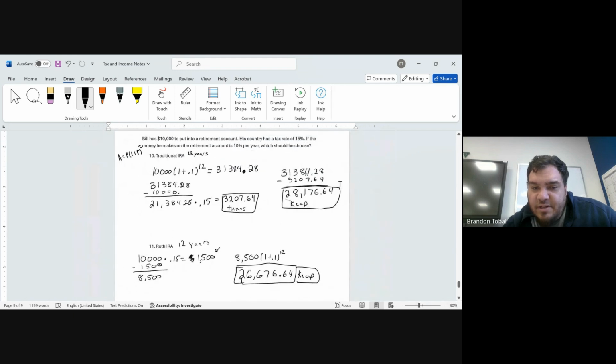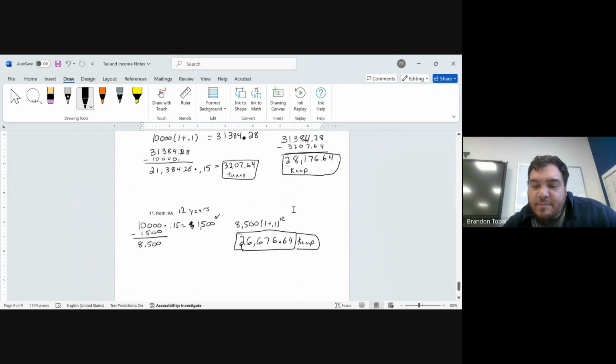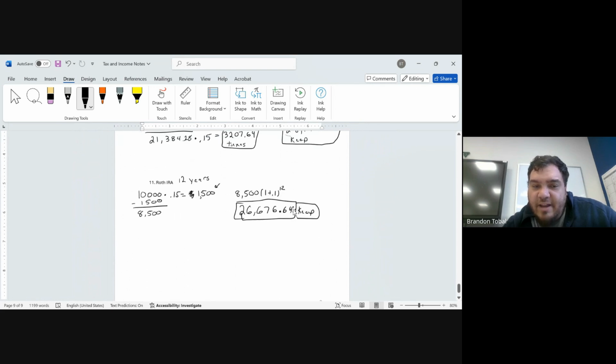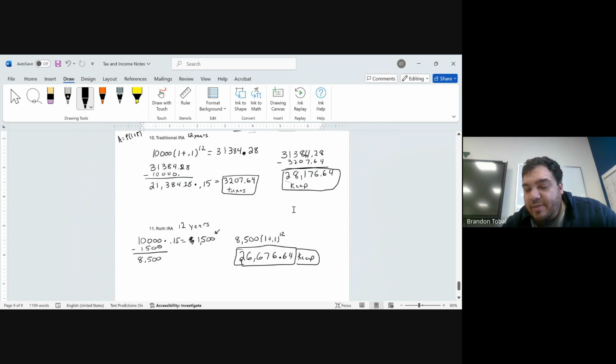Based off this situation, I would say I would pick the traditional IRA because I make 2,000 bucks more. In real life, there's a lot more factors, like in 20 years, are the taxes going to be different? Is investment going to be the same? Do you compound more? Can you get more than 10% a year? There's a lot of different factors in real life. But you don't really care about that. It's just a test.